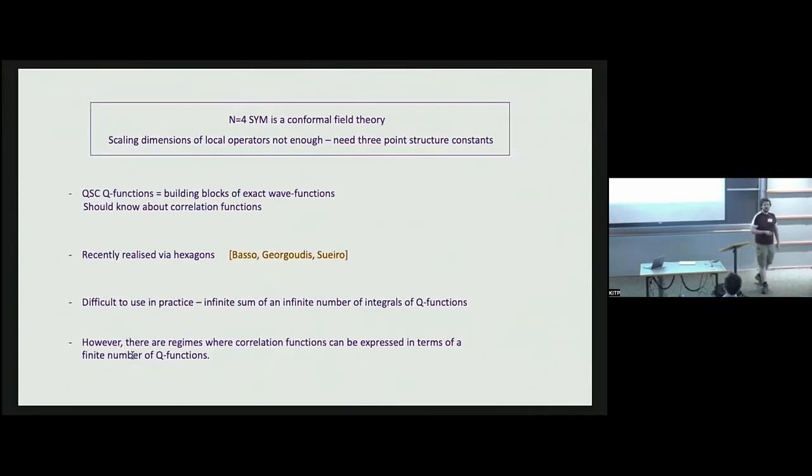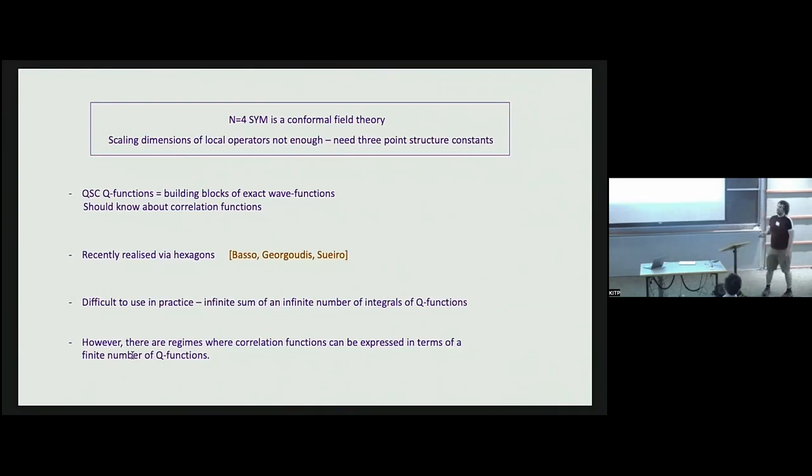Of course, N=4 super Yang-Mills is a conformal field theory. So to really say you've solved it, it's not enough to just know scaling dimensions of local operators. You also need to know three-point structure constants. And the question you can then ask is, what can the quantum spectral curve tell you about such objects?